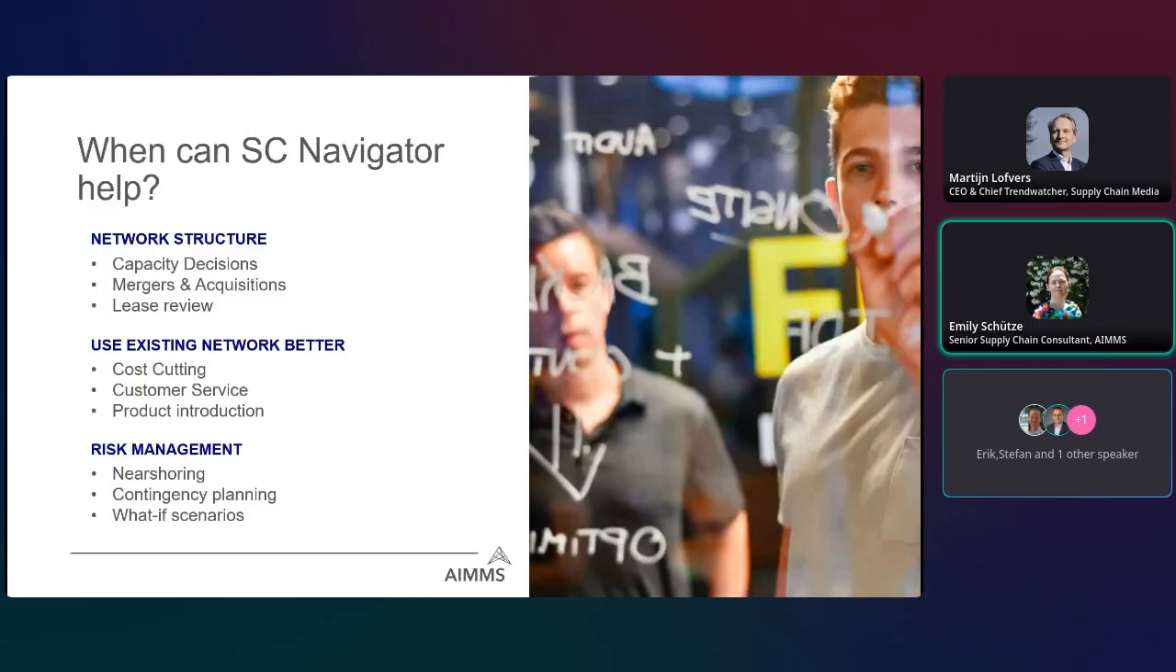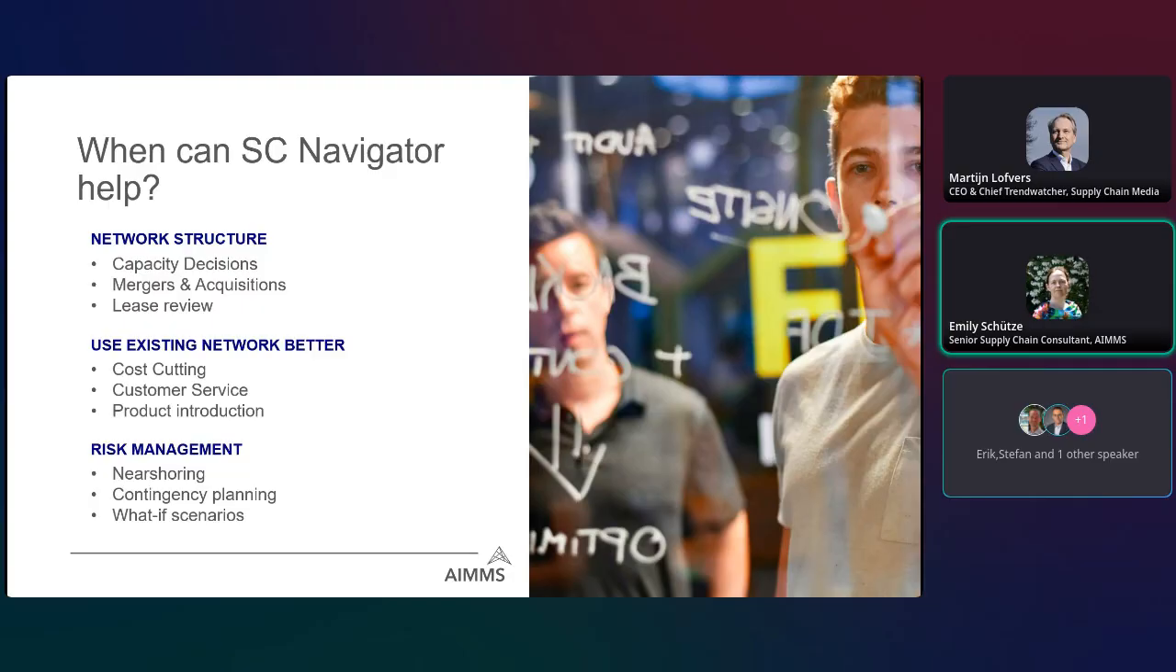But if you don't want to make those big changes, it's still a very valuable tool to say, this is my network, I don't want to change it, but how can I use my existing infrastructure and my existing assets to best effect, whether that's cost effective, customer service effective, sustainability effective. And again, Aliaxis has some good examples of this that Stefan and Felipe will be talking about.